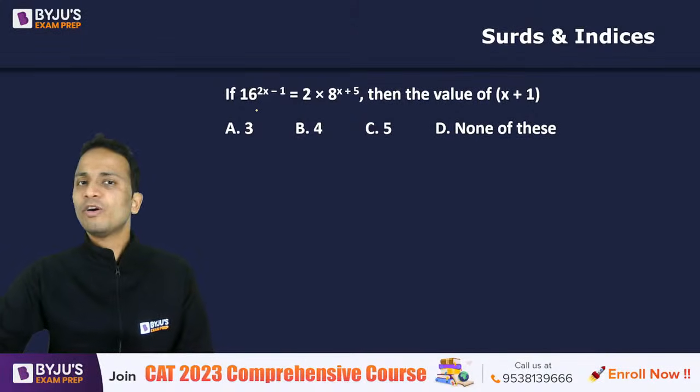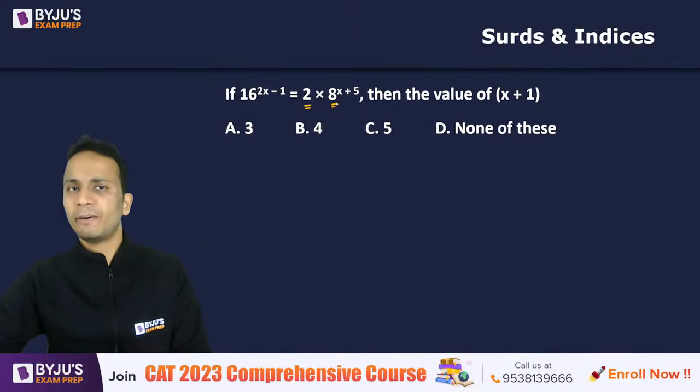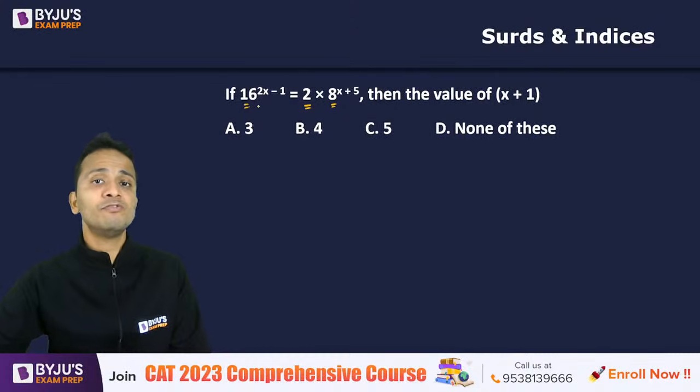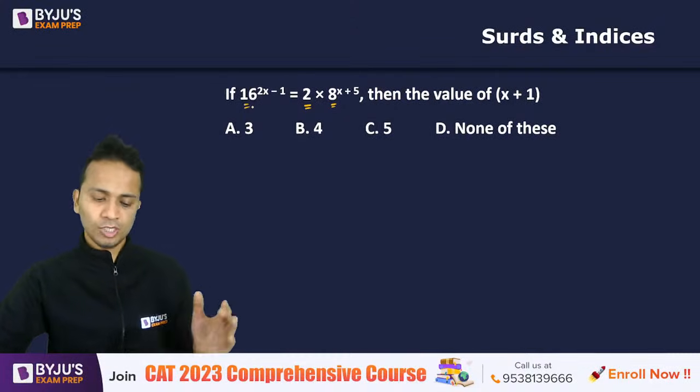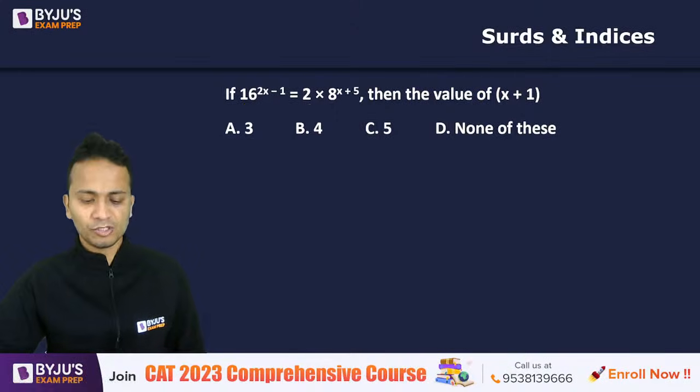Now, the best way of doing these questions is, if possible, convert all the bases in terms of the same number. As you can see, you have 2, you have 8, which can be converted to 2 raised to the power something. You also have 16, which is also a power of 2. So convert all of them and write them as powers of 2.